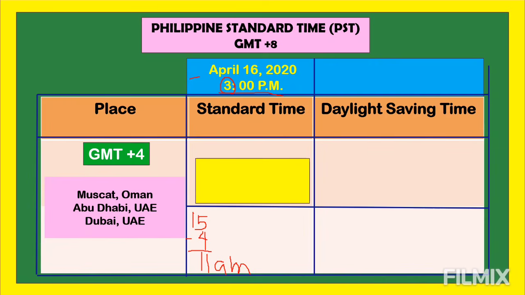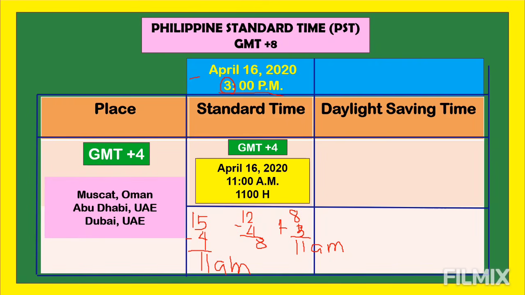Another way of getting the answer is using the 12-hour reference. For the 12-hour reference, that is 12 minus 4, which is equal to 8. Then 8 plus 3 is equal to 11. So, say 11 a.m. Their time and date is April 16, 2020, 11 a.m. or 1100 hours. They don't observe daylight saving time.